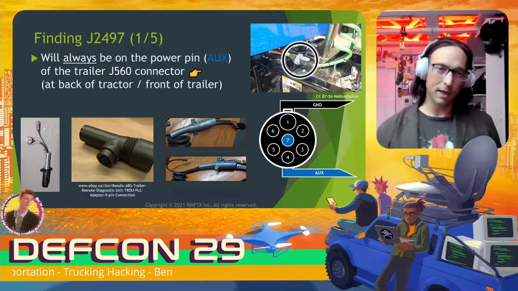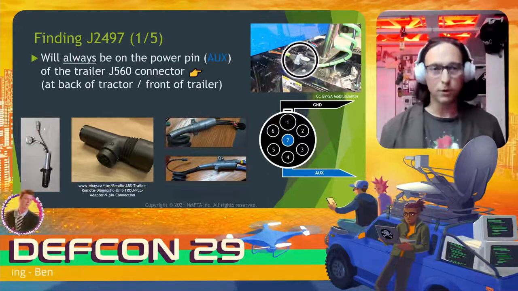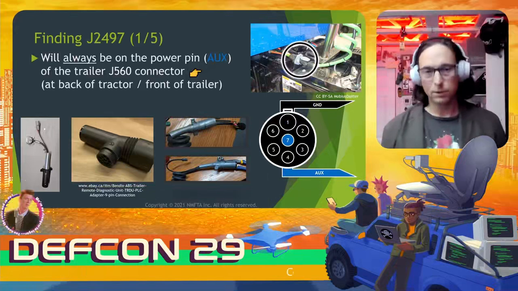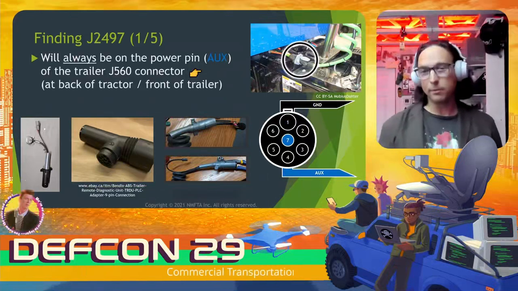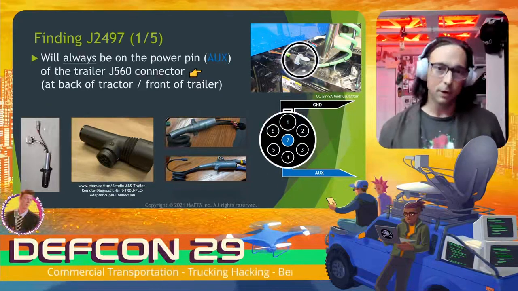You have to be careful. Some of them actually include an Intellon chip, so they will convert from 2497 to 1708. Some of them don't. You can also make your own inline adapter by taking the shell off a J560 cable and inserting your own pigtail, as you can see pictured there, second from the left.